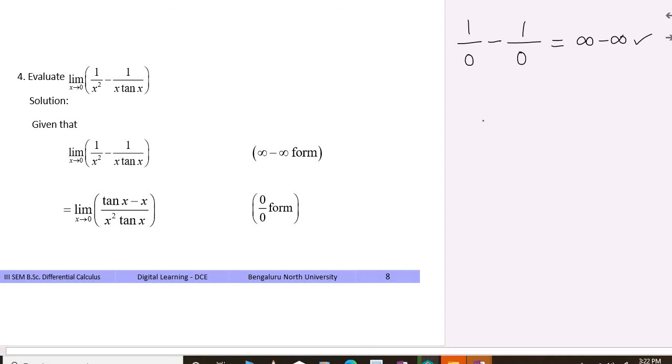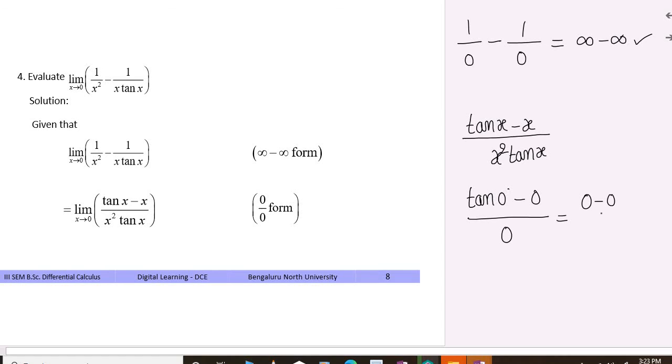Now I am going to take LCM. Then LCM is x square into tan x. Then here we are going to get tan x minus x. After taking LCM, again substitute x equal to 0. Then tan 0 minus 0 by 0 into anything 0. Tan 0 is 0, minus 0 by 0, 0 by 0. This is also an indeterminate form.